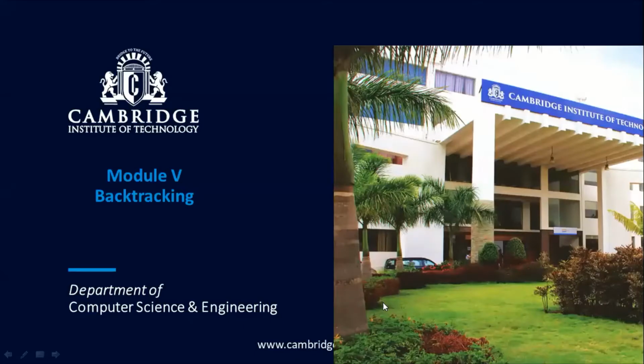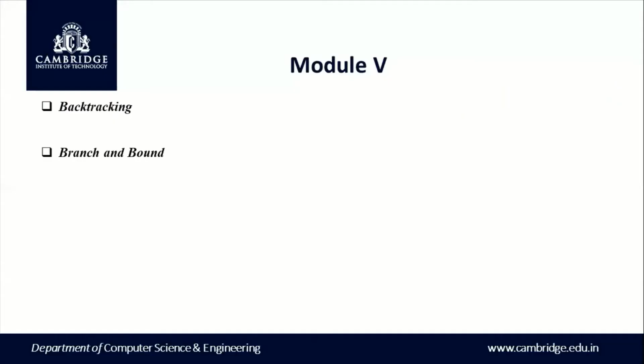Started with module 5. And in module 5, there are two major design techniques that we will be focusing on. One design technique is called backtracking, and the second one is called branch and bound. First we will be seeing 4 problems that belong to the design of backtracking, and then we'll be seeing 3 other problems based on branch and bound. This is the last module of your syllabus, and these are the 2 major design techniques that we will be discussing.